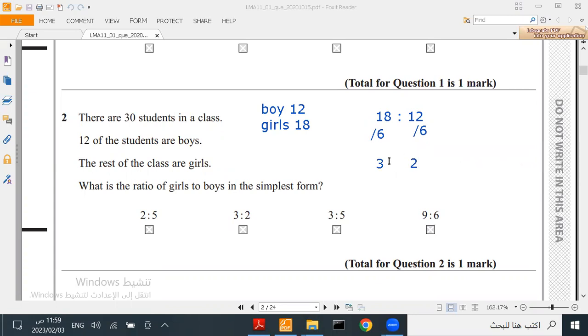Okay, that's right. The answer here is 3 to 2. Focus on the question, because it says girls to boys. Don't do the opposite. Girls to boys. Okay. Let's move on to the next one.